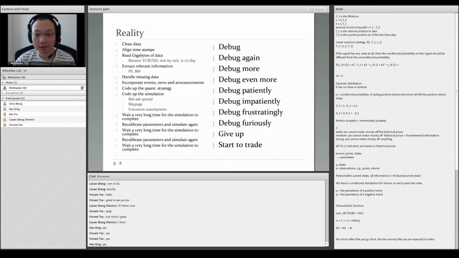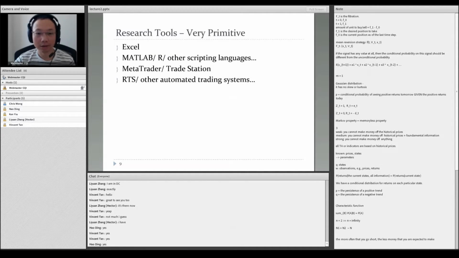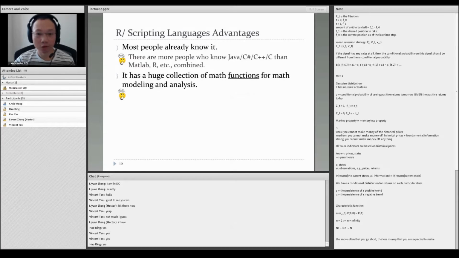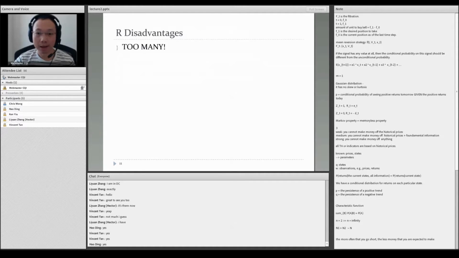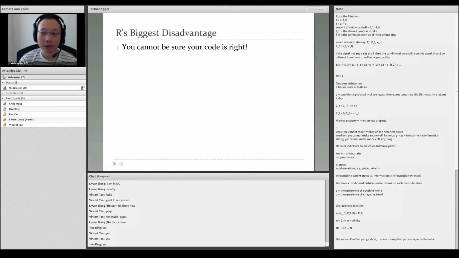Fundamentally, there's no way to make sure that your code is correct. There's no unit testing. There's no debugger. There's nothing. You just type it in and you hope that your code works. But that never happens in the programming world. You need software engineering methodologies and approaches to make sure that your code is correct, and in R, there's nothing like that. So the biggest disadvantage of using R in quantitative trading is that you cannot make sure that your strategy code is correct. That's the biggest problem.